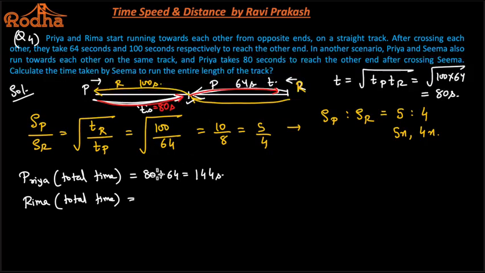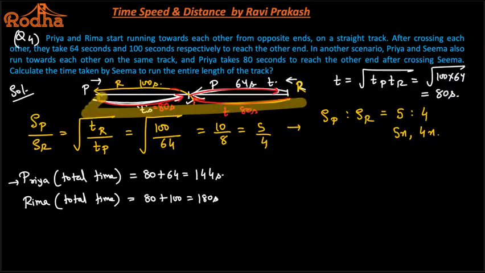Actually, Rima has again reached from here to here in t seconds, and 80 is in Rima's case also, so 80 plus 100 seconds more. So I can say that 80 plus 100 will be equal to 180 seconds. So that is the time taken by Priya to complete the total track, from here to here she can reach. And time taken by Rima is 180 seconds. She can reach from this point to this point here, right? She started from here and she can reach here.